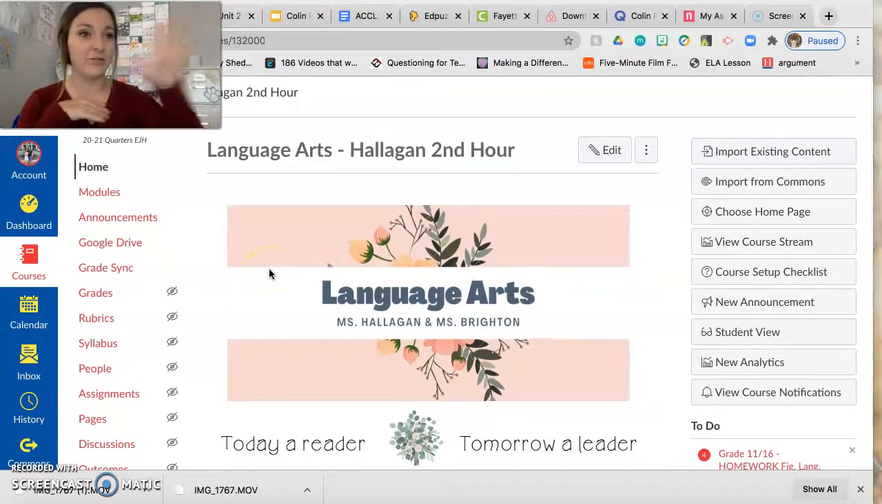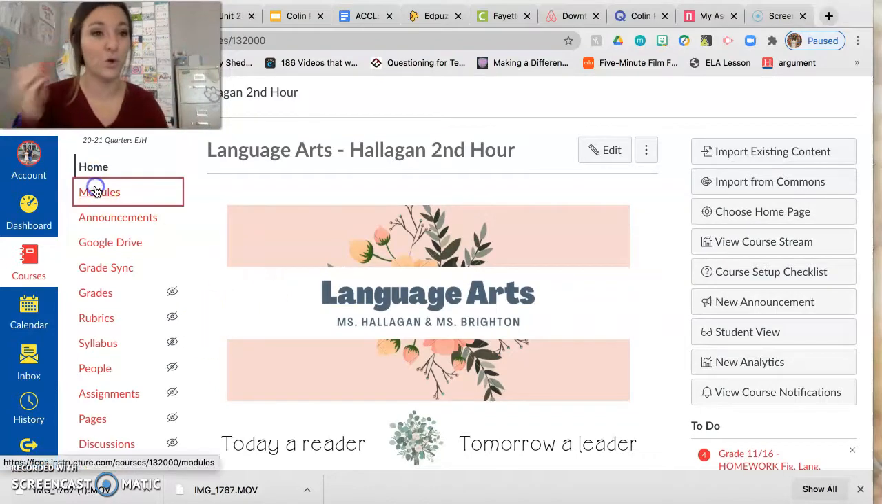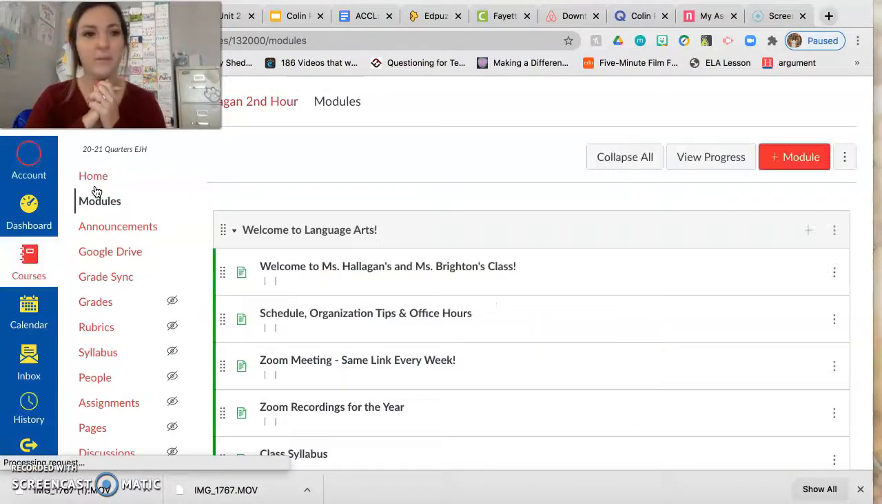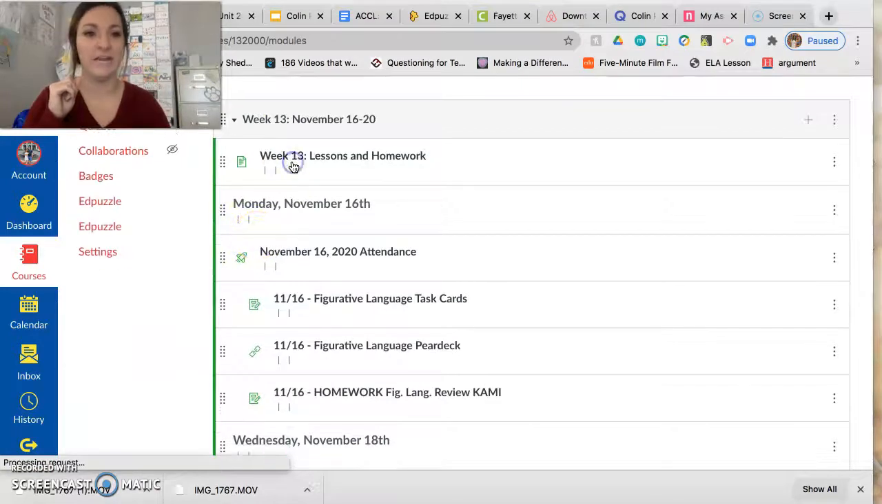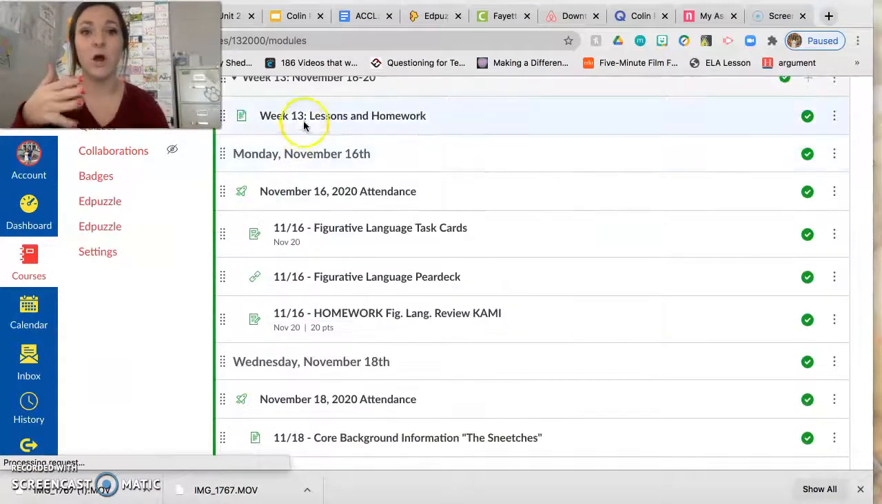Now, accelerated, I'm going to do yours last, and I'm going to start with core. So core, listen first, and we'll go through what this whole week looked like. If I click my modules right here, I need to look at week 13 lessons and homeworks. This is what we've done all week.